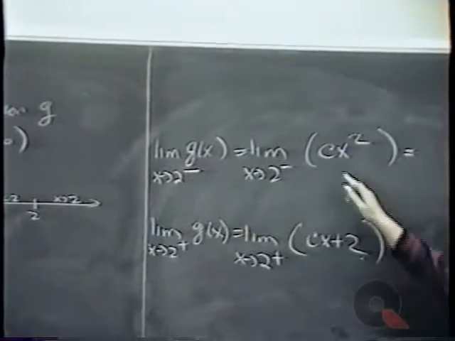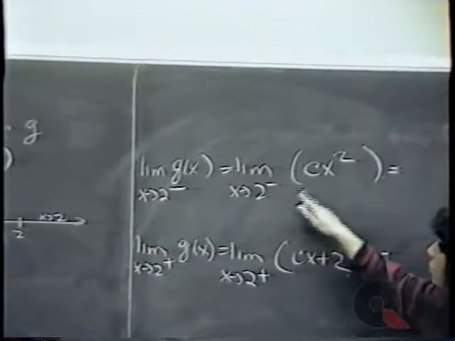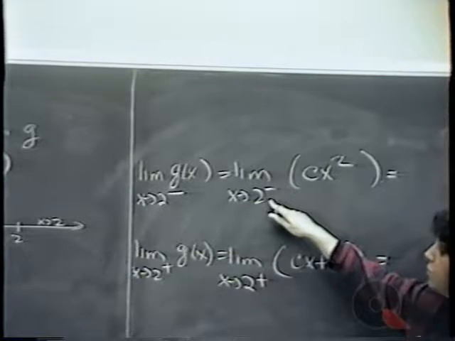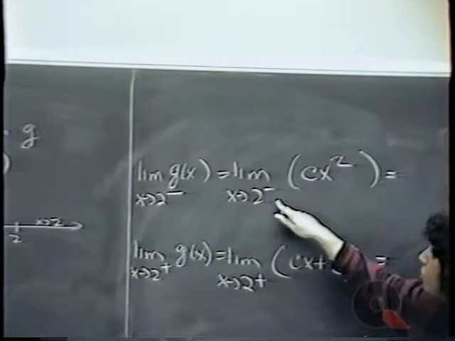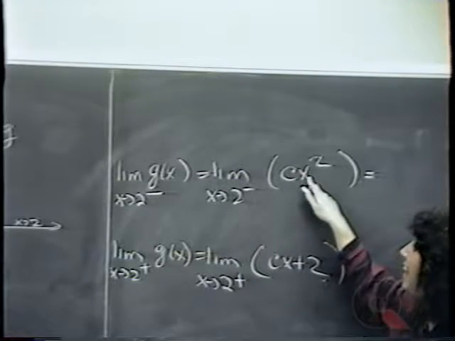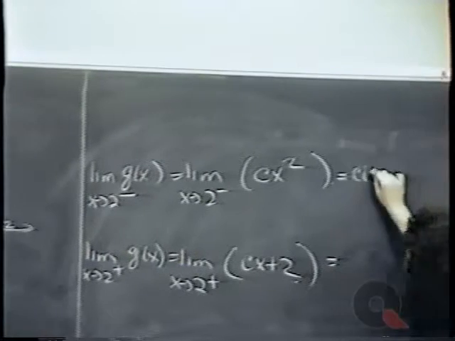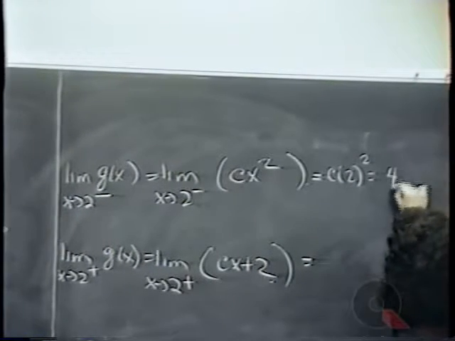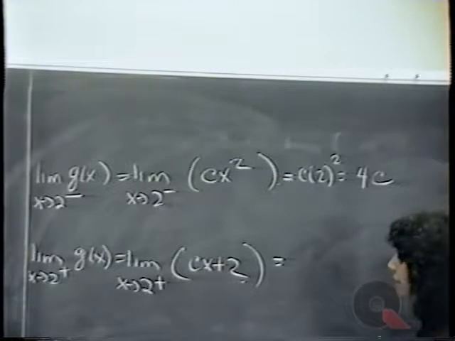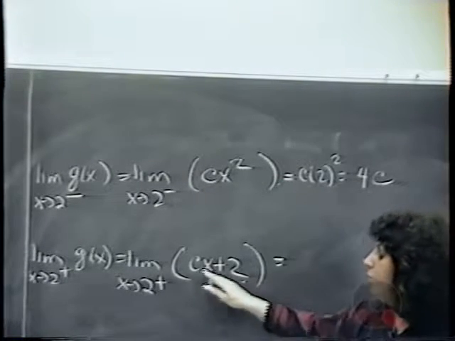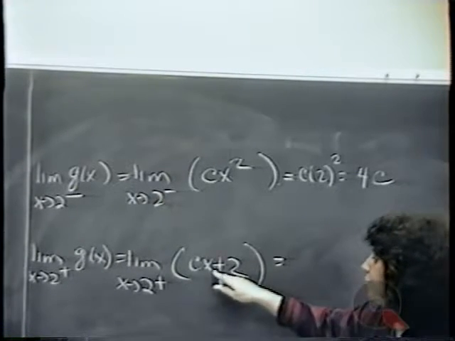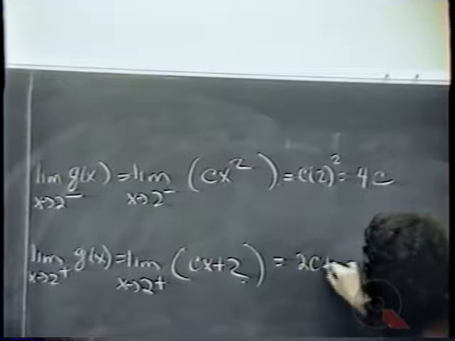Now, how do we find the limit as x approaches 2? Since this is a parabola, we know it's a continuous function. We can find the limit by substitution. We can simply let x equal 2. Be careful, okay? You have the 2 letters, but x is approaching 2. We'll let x equal 2. It'll be c times 2 squared, or 4c. As x approaches 2 from the right, once again, we let x equal 2, and we'll get c times 2 plus 2, or 2c plus 2.